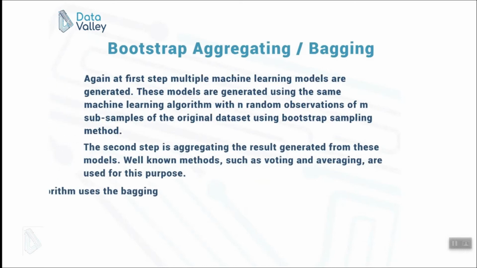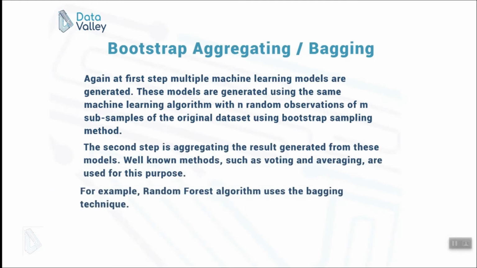In bootstrap aggregation, or bagging for short, at first we create multiple machine learning models. These models are trained with n random observations of m samples in the original dataset. Then we aggregate the results of these learners using voting or averaging depending on the problem itself. For example, random forest and extra trees are examples of bagging techniques.